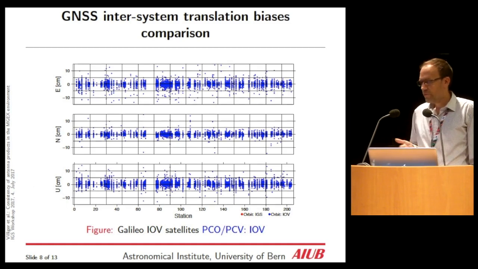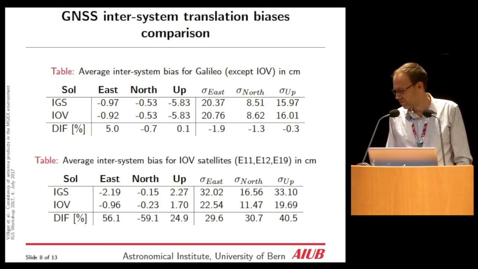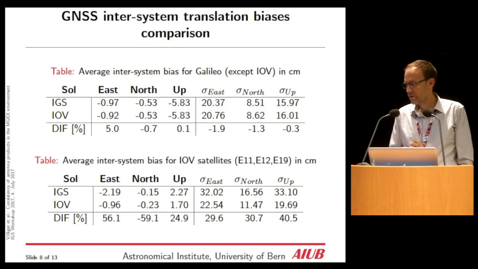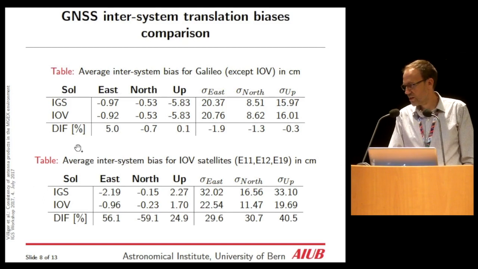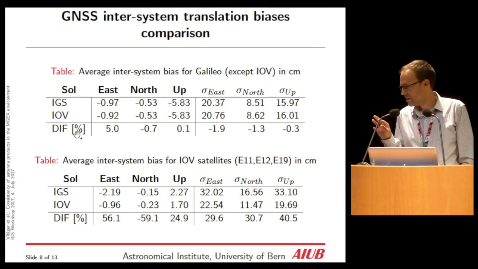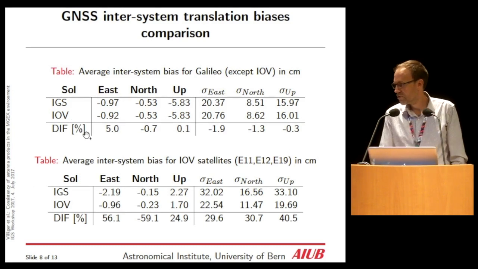And I tried then to show this by creating a table to have a better view in numbers. We see on the top table the difference between the IGS solution and the IOV solution, which has the IOV patterns. We see for the FOC satellites, basically, they are very similar, as to be expected. However, the more interesting part is on the lower table, where I see the difference for the IOV satellites.